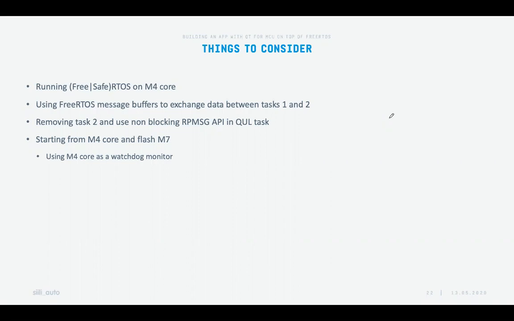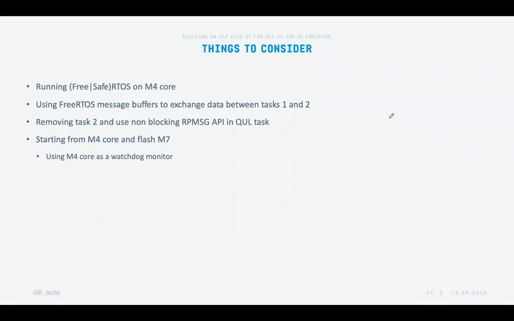What we could do to simplify the architecture is remove task number 2, which is the communicator task, and use the non-blocking RPMSG API in QL itself. And that way, on M7 we would have only one task, and on M4 we also would have one task.